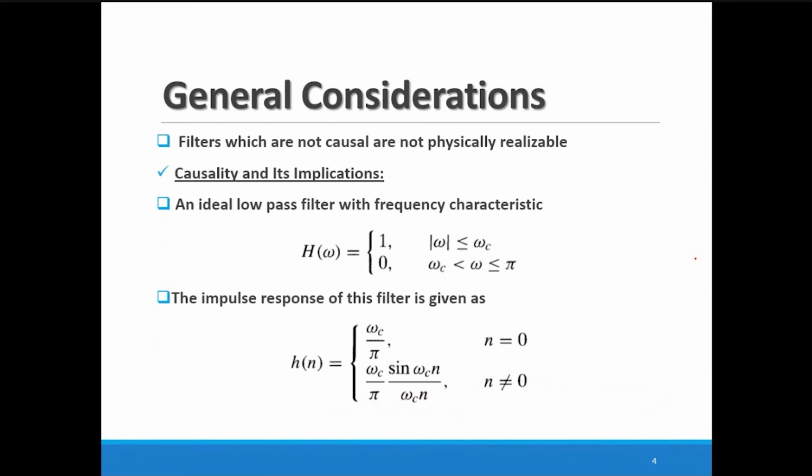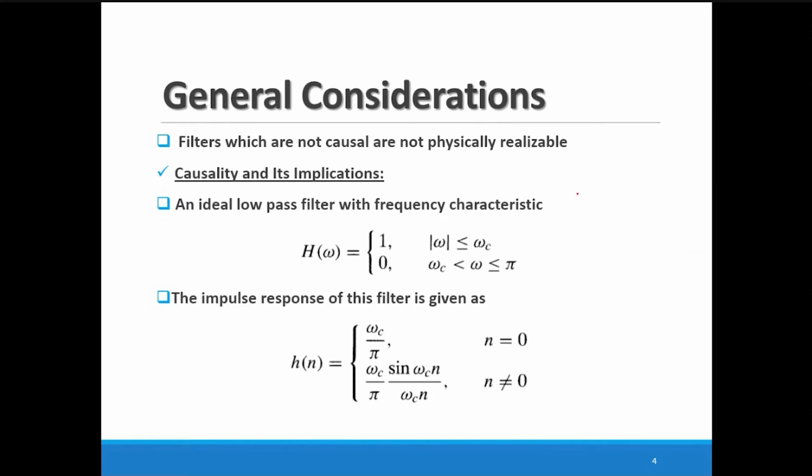Okay, so general considerations: filters which are not causal are not physically realizable. We can say the filters which are not causal, having values for n less than 0, are not practically or physically realizable. So what is causality and its implications? Consider an ideal low pass filter with frequency characteristic.